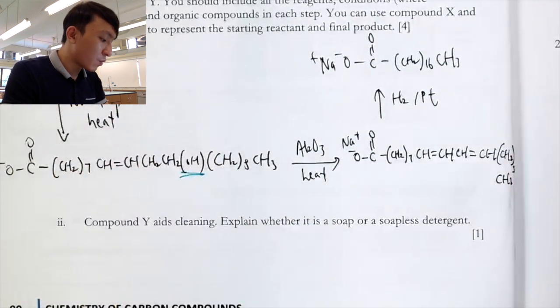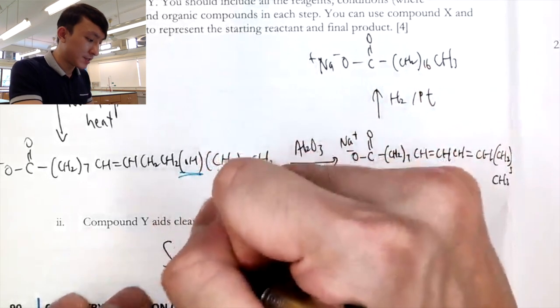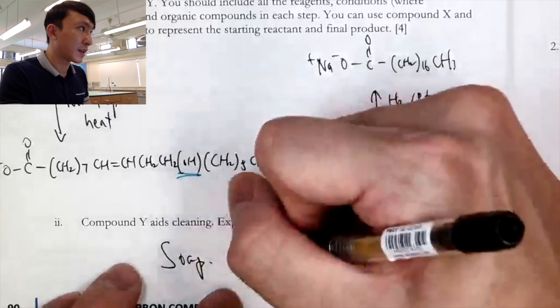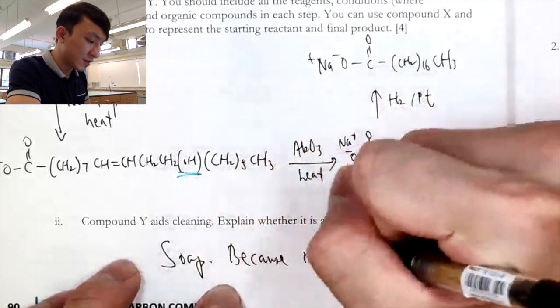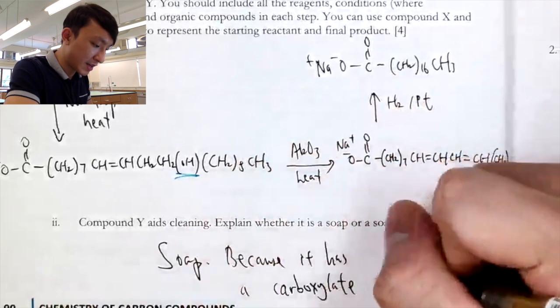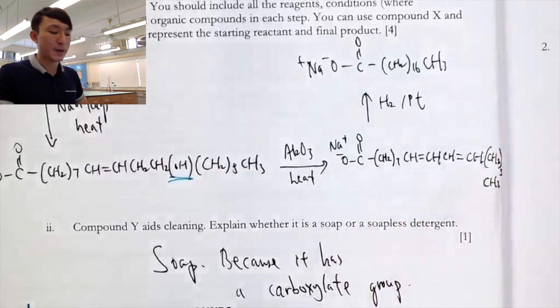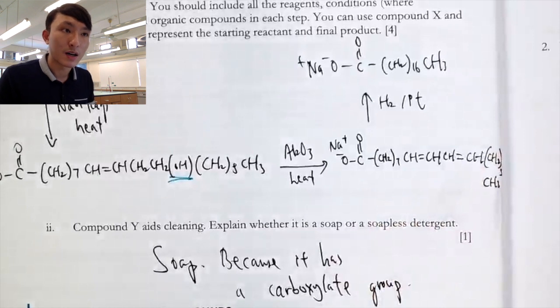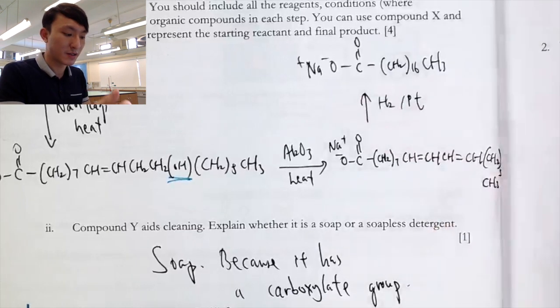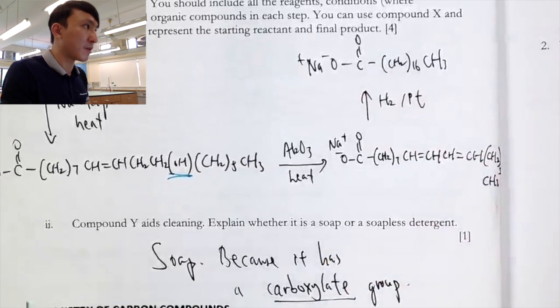Okay, compound Y aids cleaning, explaining whether it's a soap or soapless detergent. So, of course, this is a soap. But how do you explain? Well, because it has a carboxylate group. Now, I was expecting carboxylate or ion of carboxylic acid, but I will not accept carboxyl group because it is not a carboxyl group. It is a carboxylate ion.